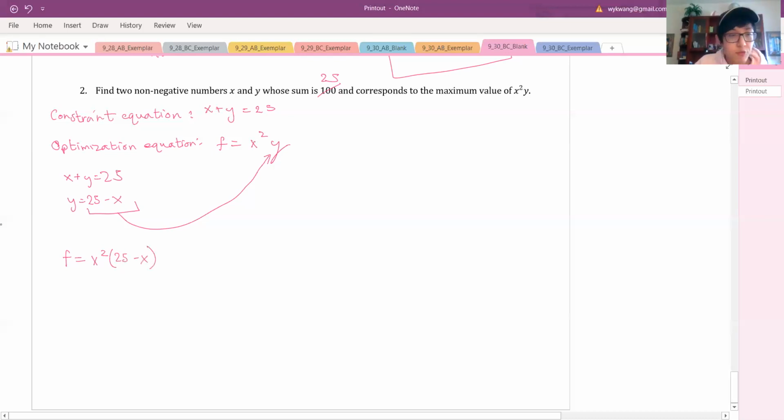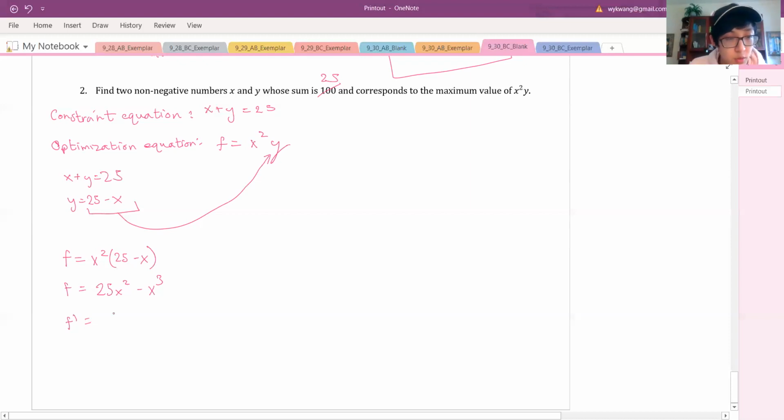Now we want to find f prime, right? I think it might be easier to just distribute everything. So f is equal to 25x squared, I'm just multiplying the x squared out, minus x cubed. Then I can find f prime to find all the critical points. That's why we're finding f prime, to try to maximize the value. We're finding the derivative so we can use the positives and negatives and find the maximums.